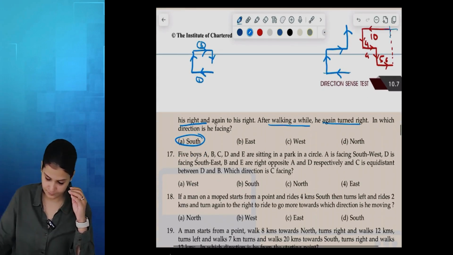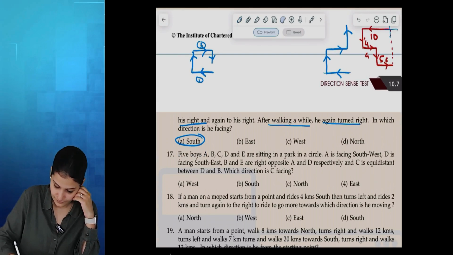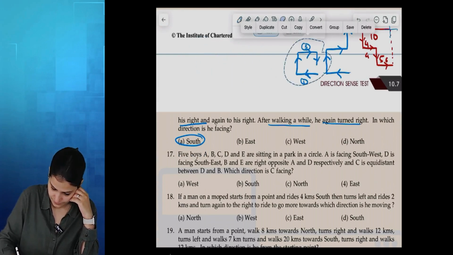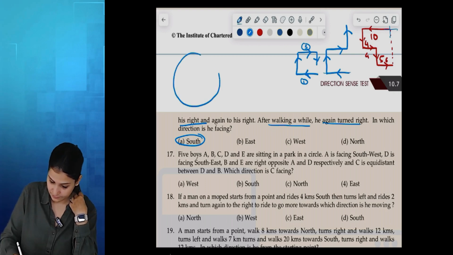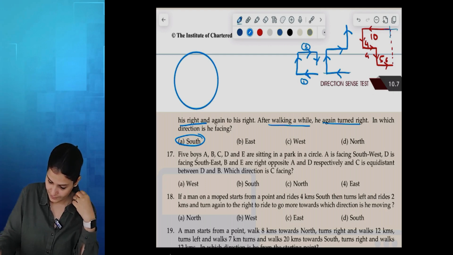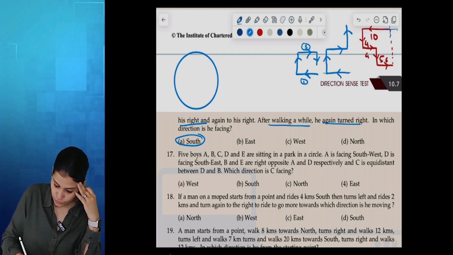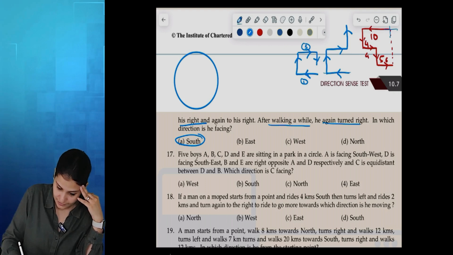17. East. East, ma'am. 5 birds are sitting in a park in a circle. A is facing southwest.